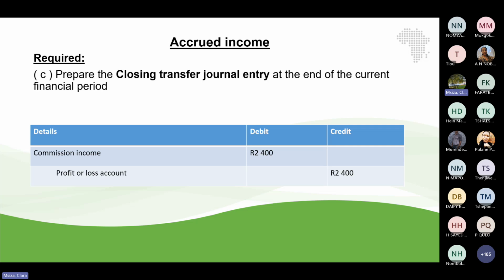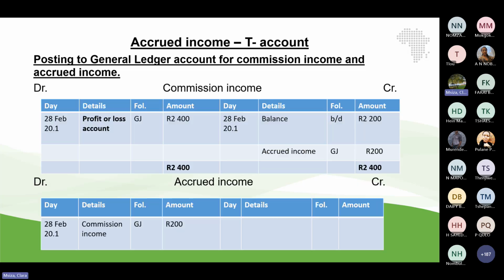Yes, thank you. Prepare the closing transfer journal entry for the year. Oh, look, I already gave you the answer. Is your 2,400. Remember? And this is how we got it. Then this will be your T account.